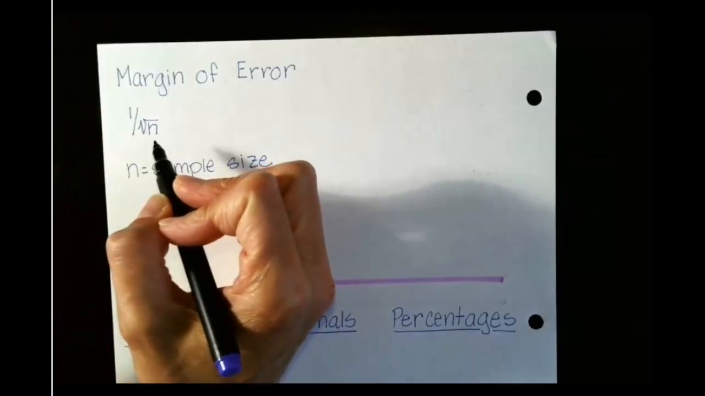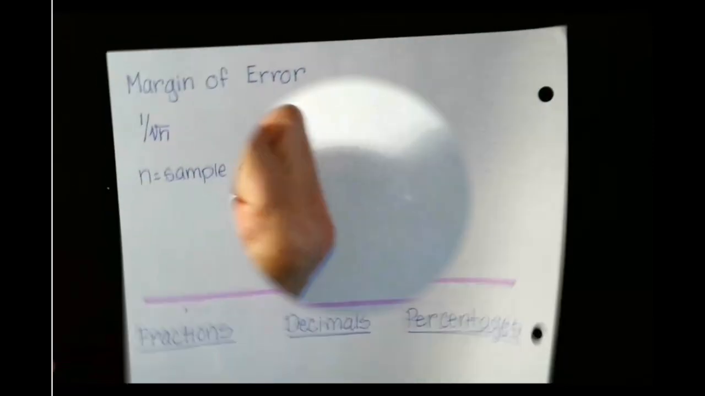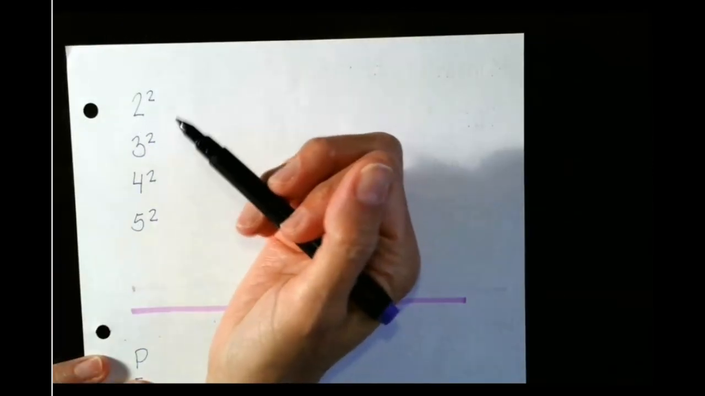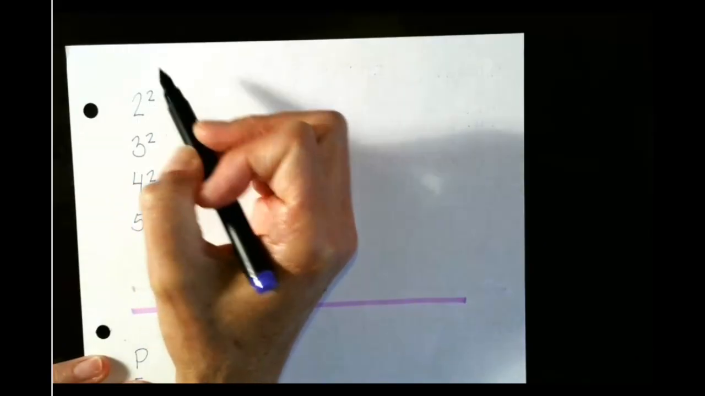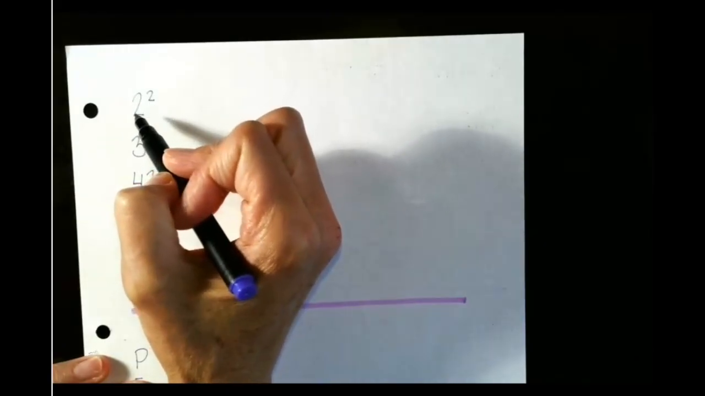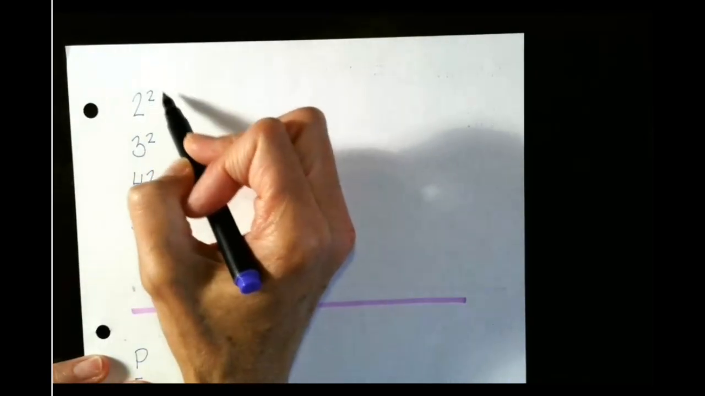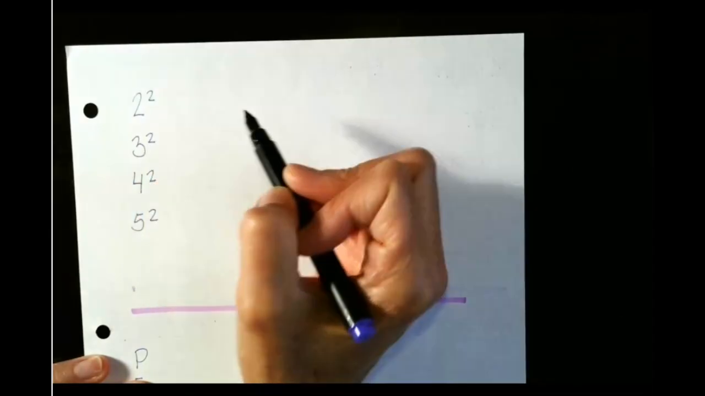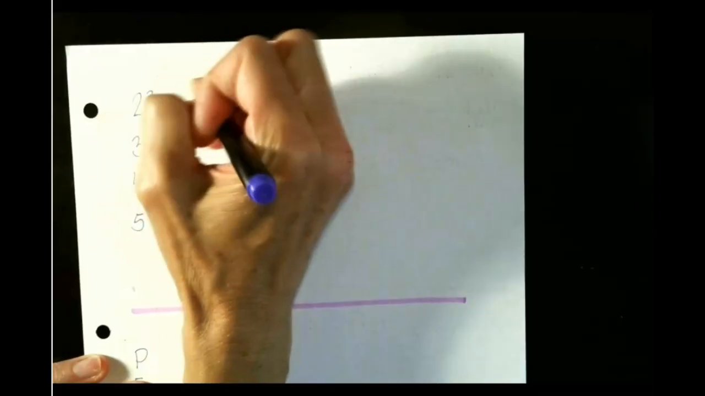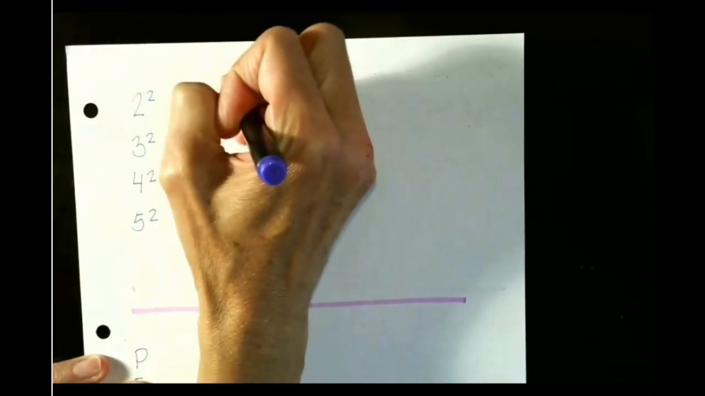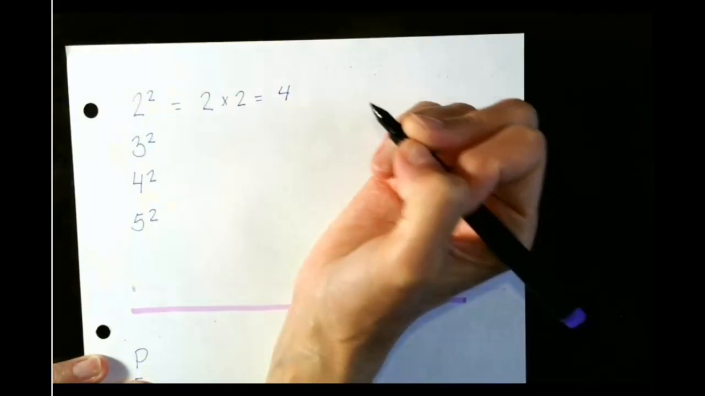But before we get into the square root, let's go ahead and do a quick review of exponents. So when we have an equation with exponents, we have the base number and then the exponent. The base number is the number that is going to be multiplied by itself as many times as the exponent says. So this is 2 squared. So we would say 2 times 2 is 4.